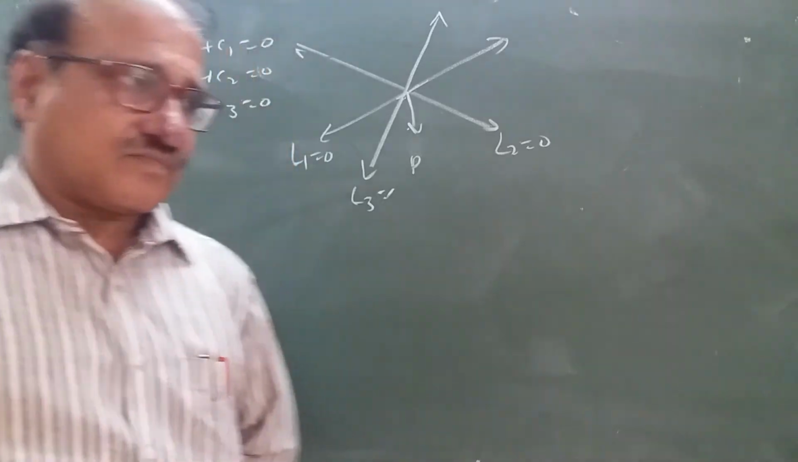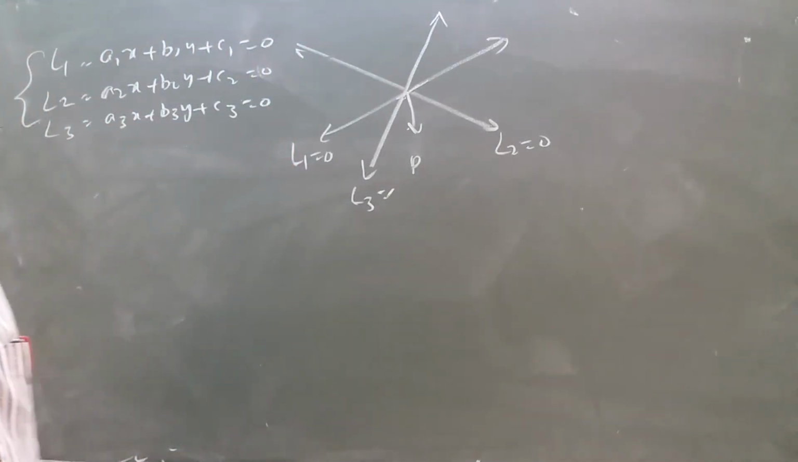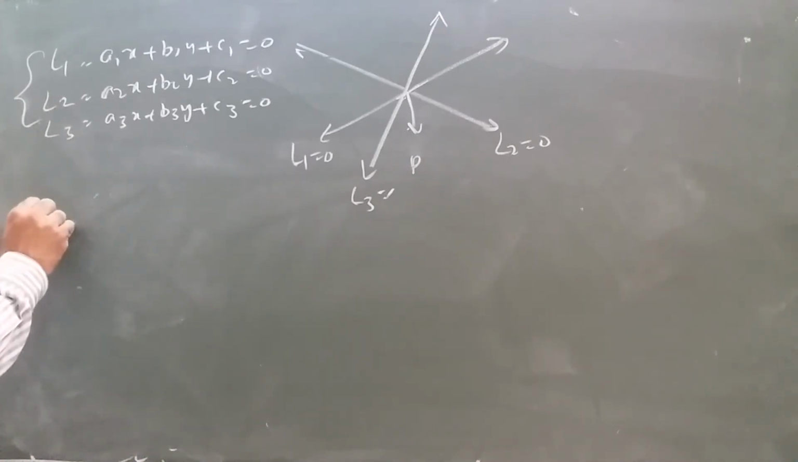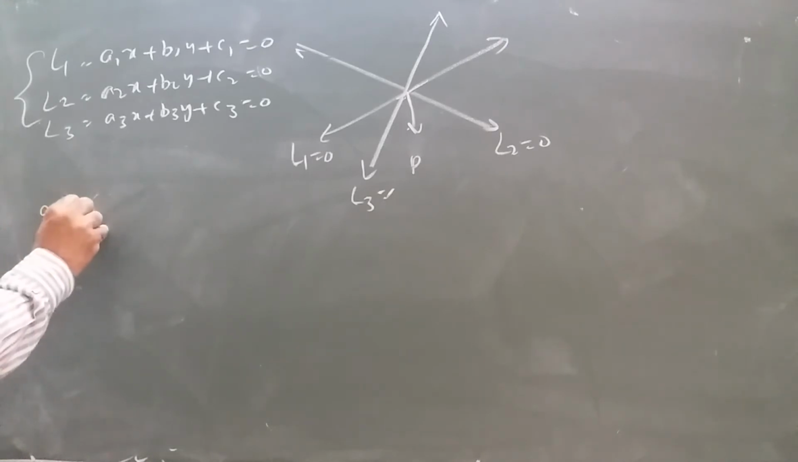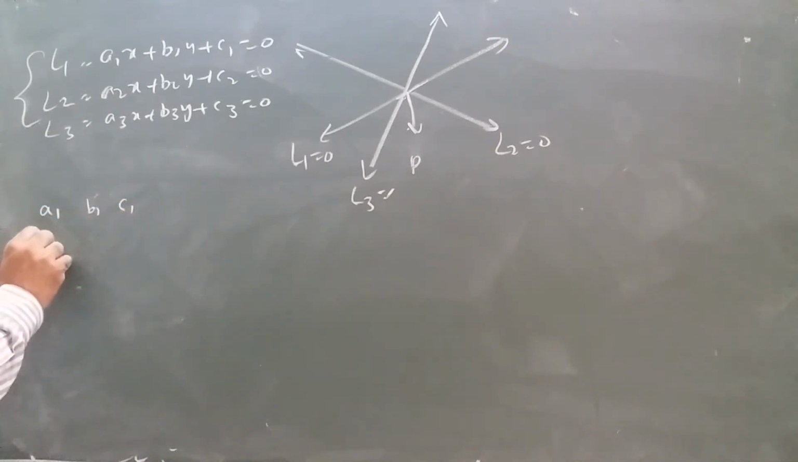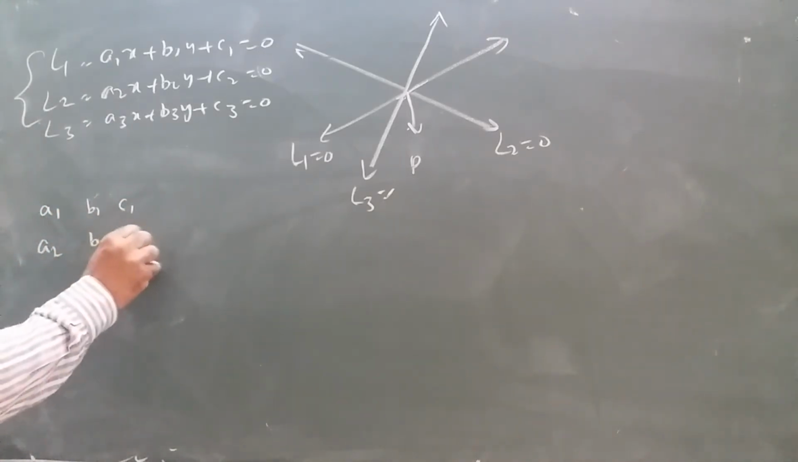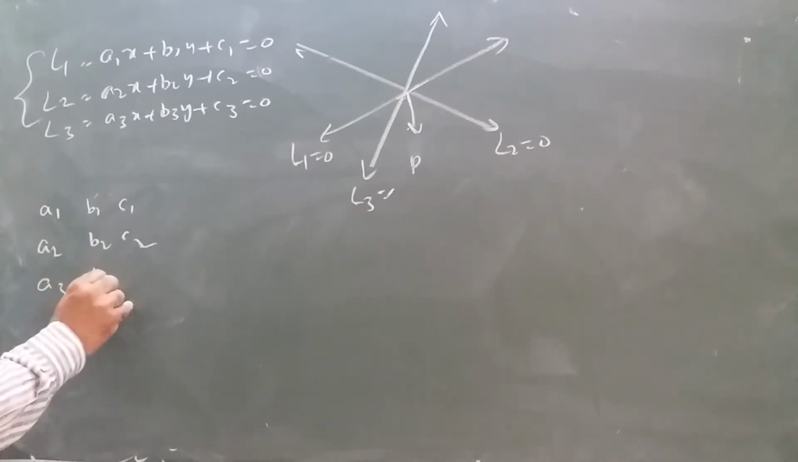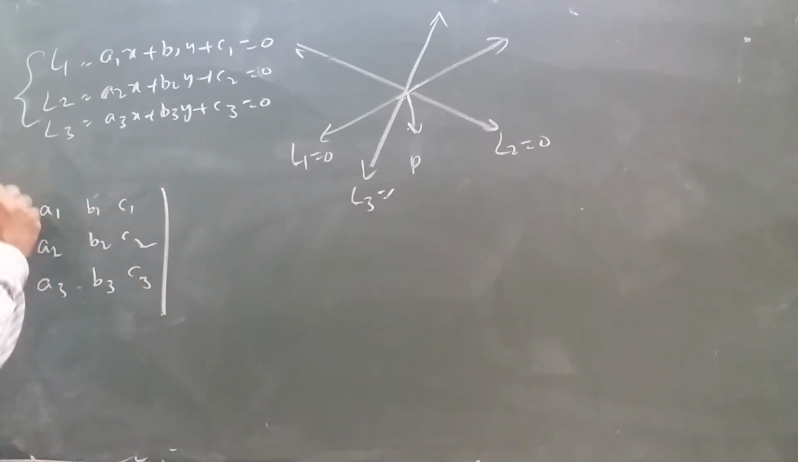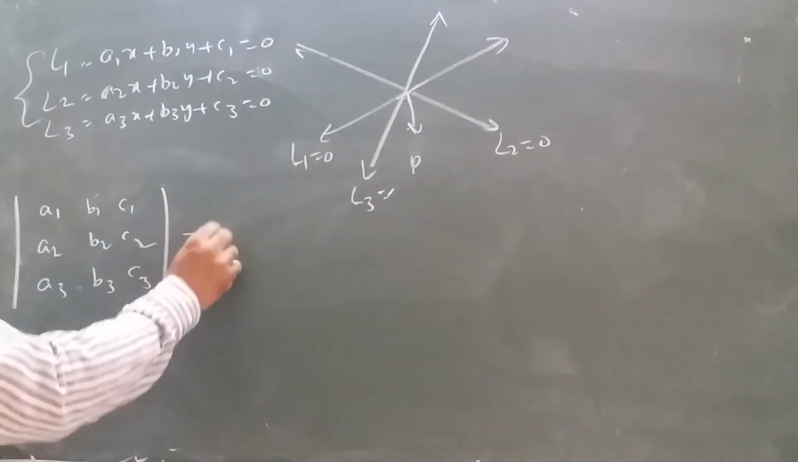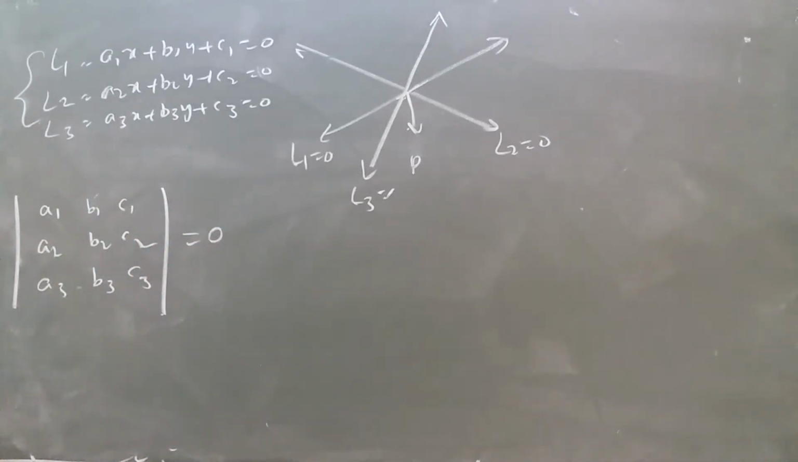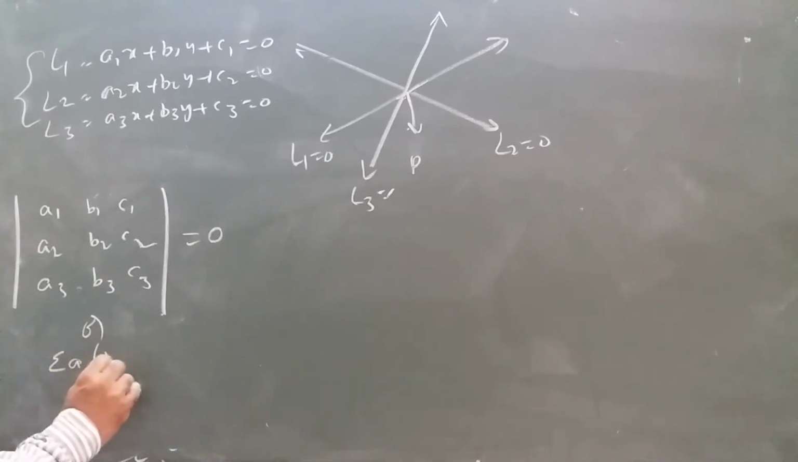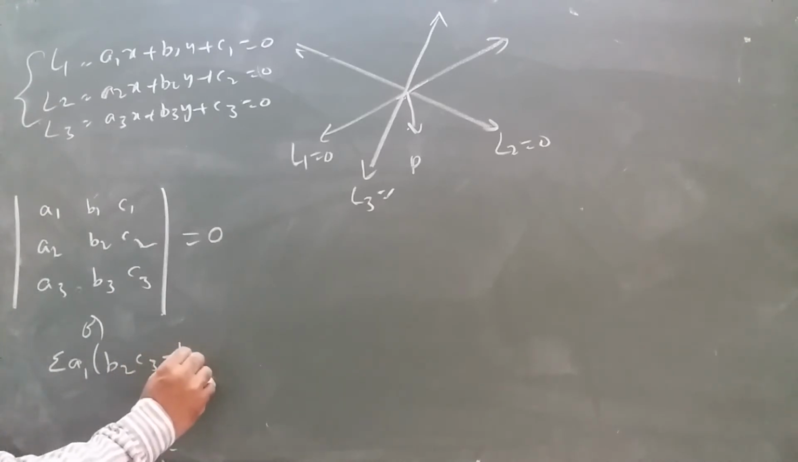For that, we can find it easily. There is a condition that the determinant of the matrix with rows a1, b1, c1, a2, b2, c2, a3, b3, c3 should be equal to 0. Then, sigma a1 into b2 c3 minus b3 c2.